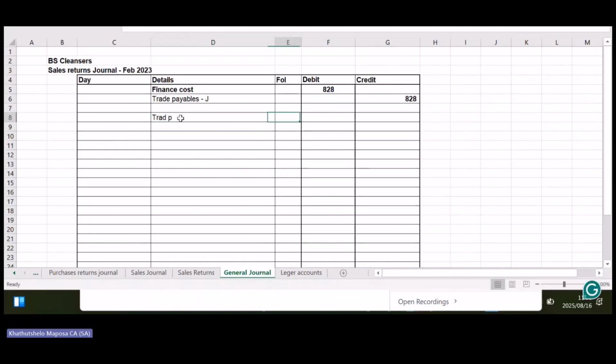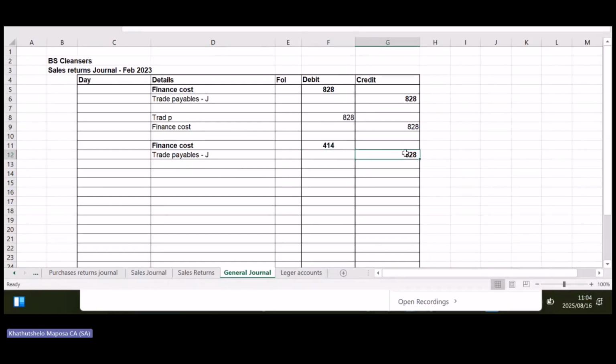trade payables with the 828, that is the correct amount, and then you are going to credit the finance cost or the interest with the 828. You have reversed the transaction which you have recorded. Then you come and record the correct transaction. The problem is the amount, which was 414 instead of 828. So you come and record the correct amount.